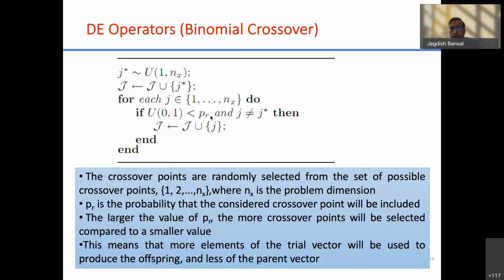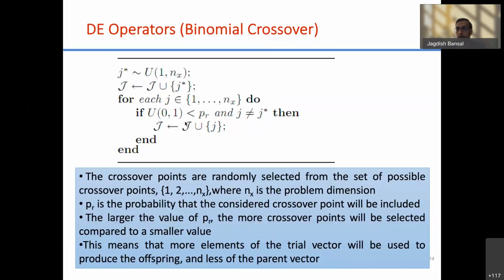It should be higher, meaning you are giving more opportunity to the mother to influence the child. So you generate a random number between 0 and 1, and if it is less than the crossover probability and that particular j is not already included in the capital J, because j asterisk is already there, then you include this j in the capital J. Means if for any small j the random number is less than the crossover probability, then that j is included in the set of crossover points. This is how we construct the set of crossover points.